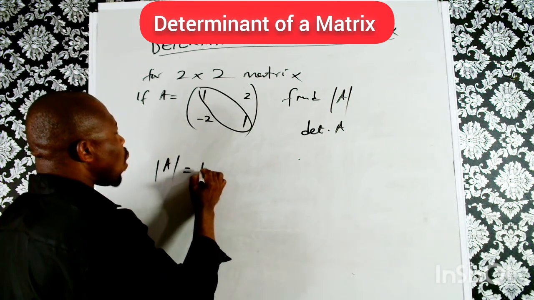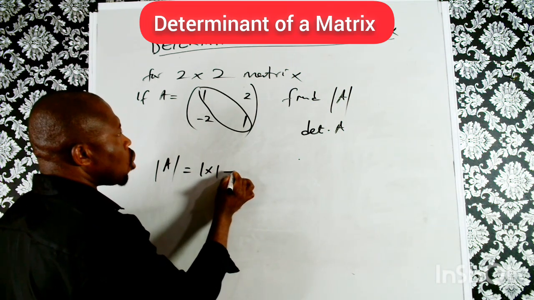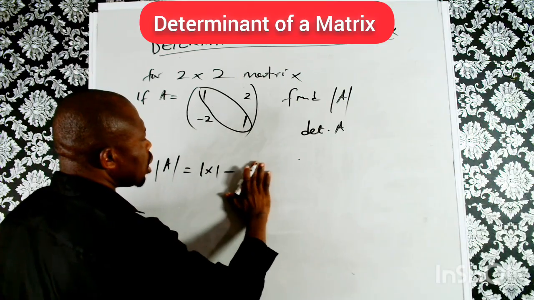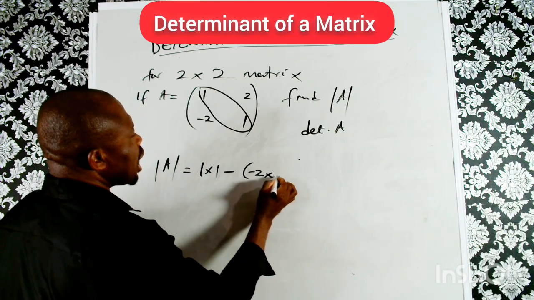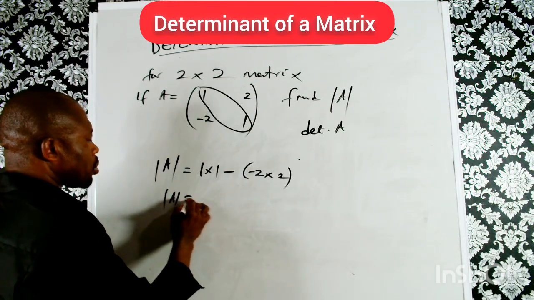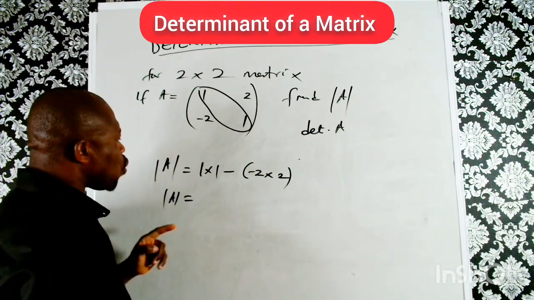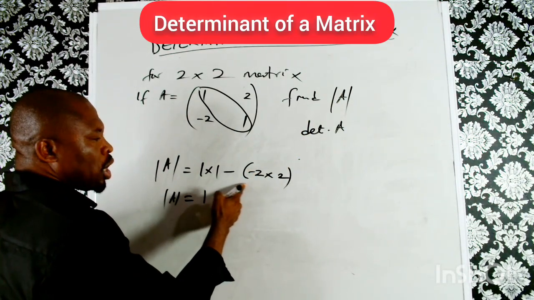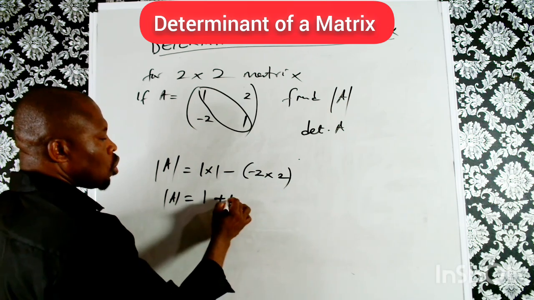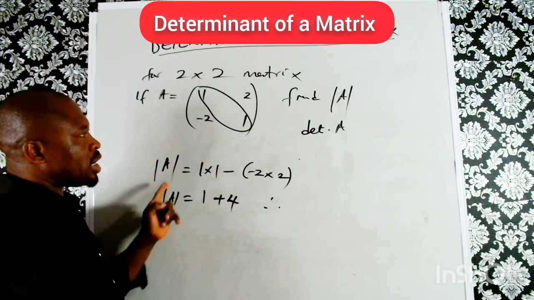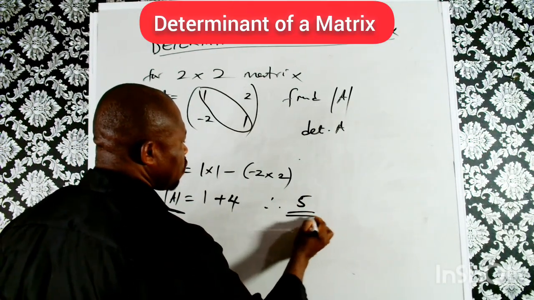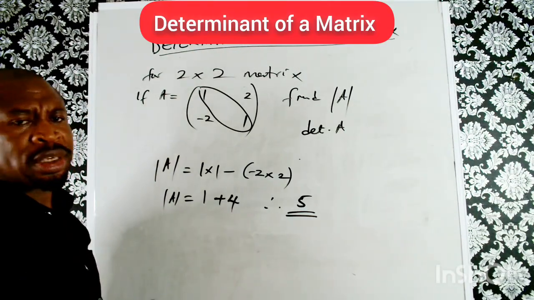So which will now give us 1 times 1 minus, we have here minus 2, of course, minus 2 times positive 2. Which will now give us that the determinant of A will give us 1 times 1 is 1. Open this bracket, minus, if you open that bracket, gives you plus 2 times 2, 4. Therefore, the determinant of A is equal to 5. We can take another one.